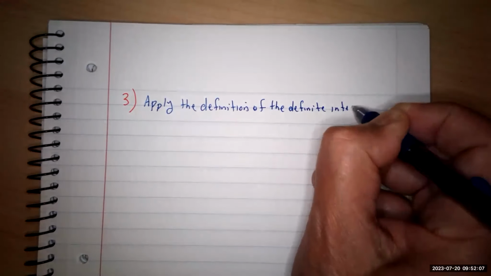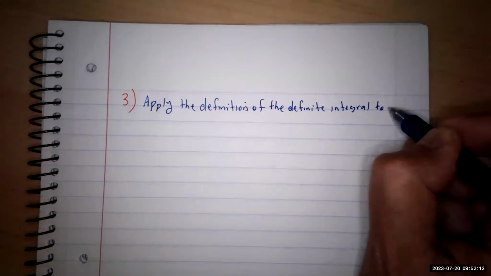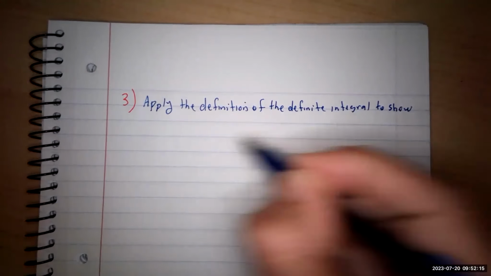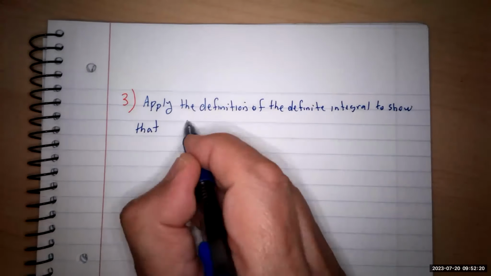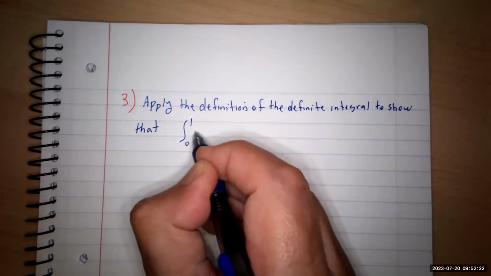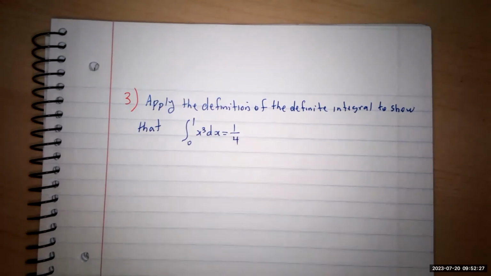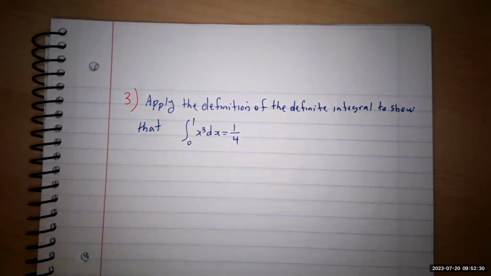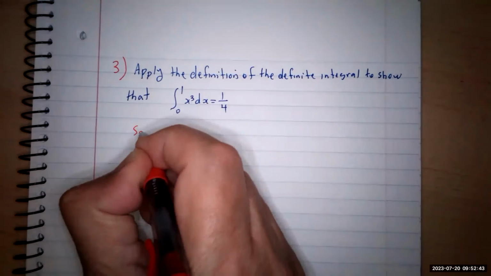Okay, to show that this integral from 0 to 1 of x cubed dx is equal to a quarter. We usually give you x squared, but it's x cubed, doesn't matter. The solution is going to be the same. Okay, this is a very standard formula. No formula can you use, only the definition. What is the definition? This is it.